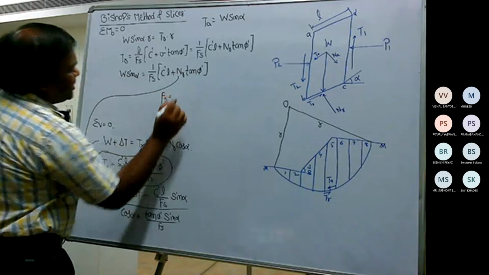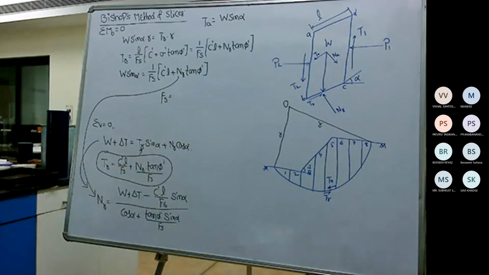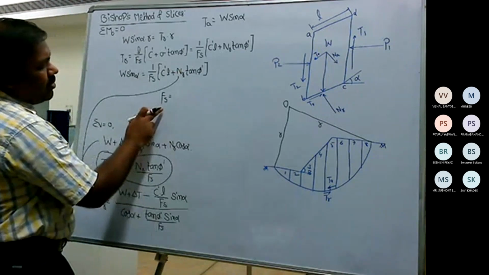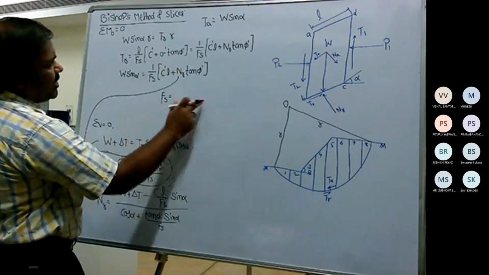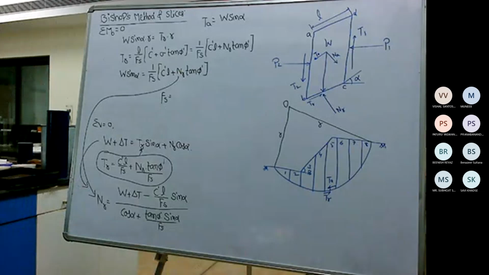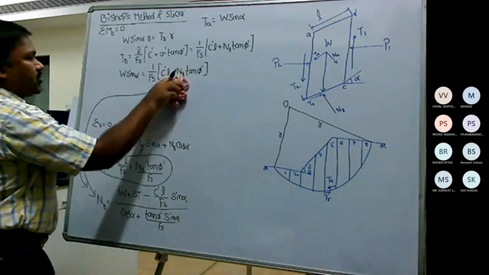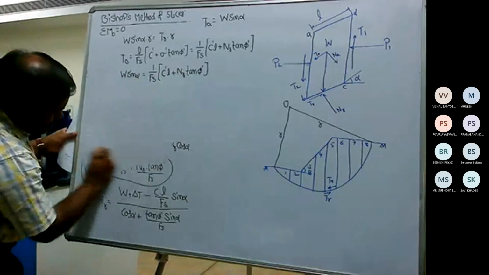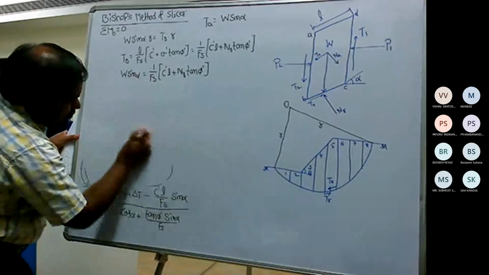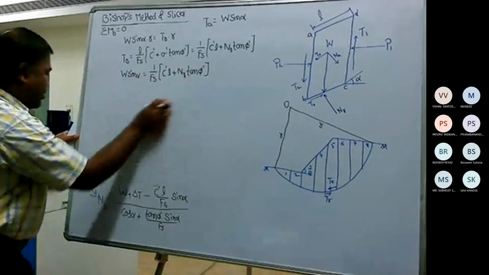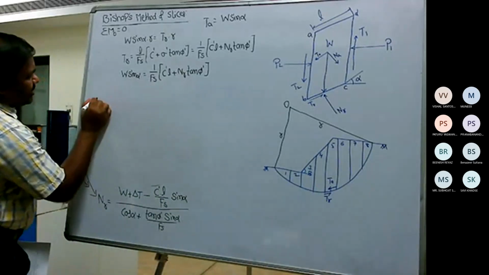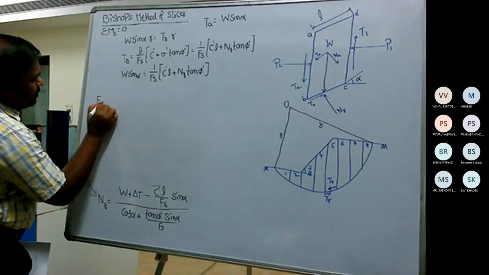But in this case, when you try to rearrange the terms, you will notice that the factor of safety will come on both sides, right side as well as left side of the equation. So I will give the final form of equation. So the equation for Fs is as per the Bishop.